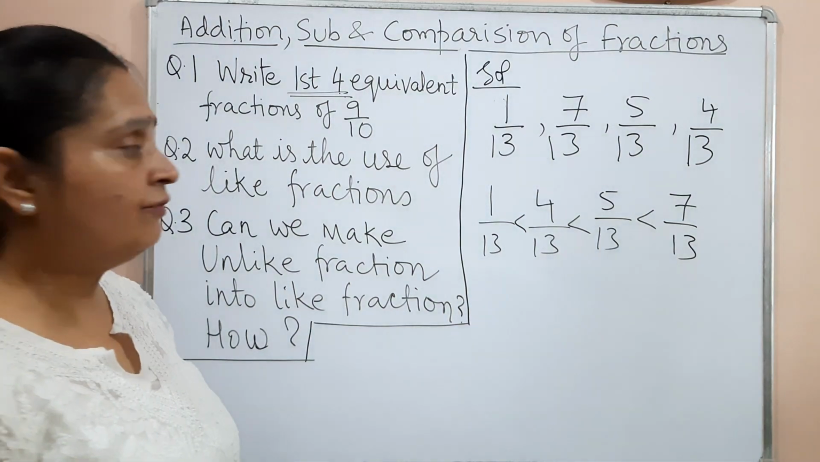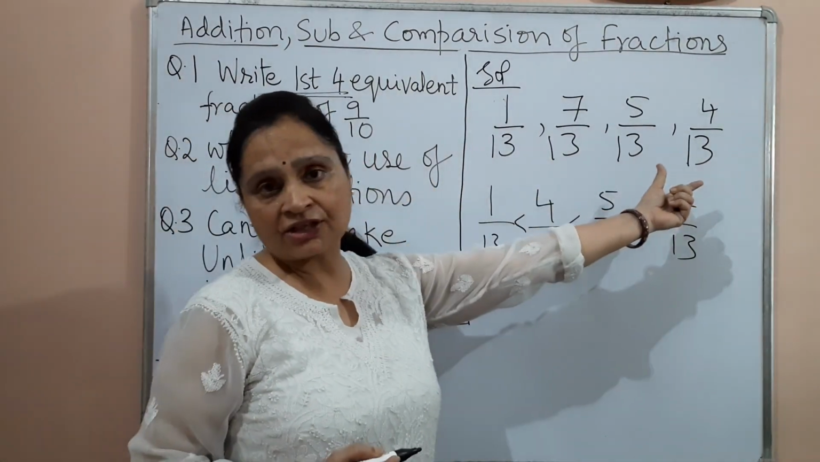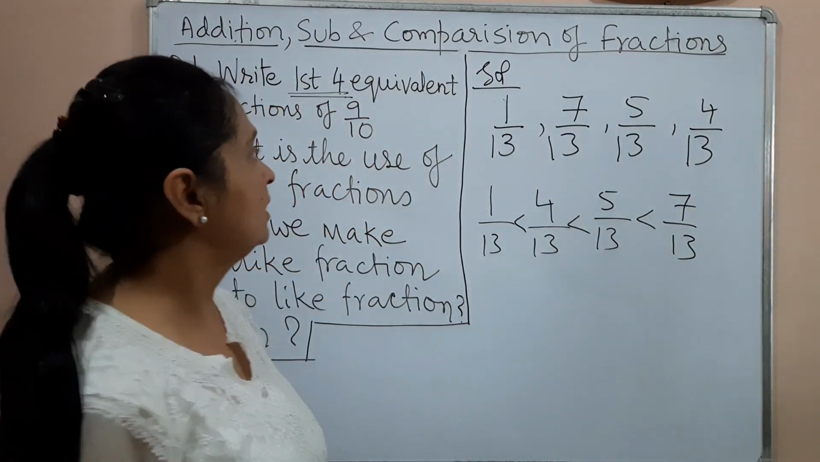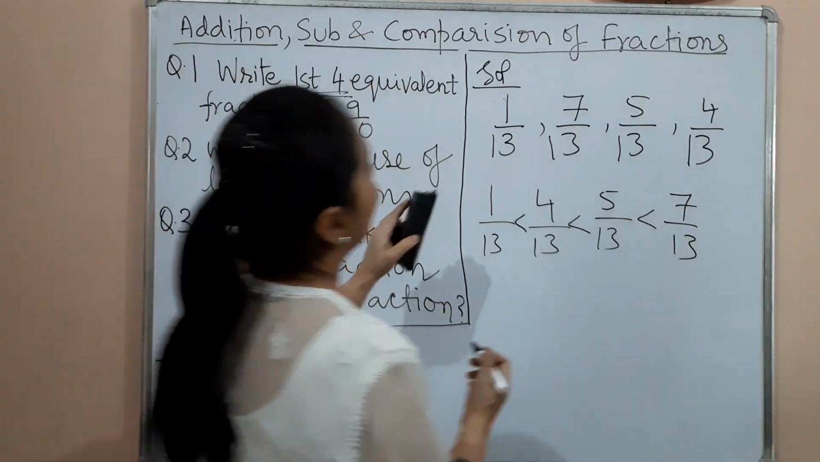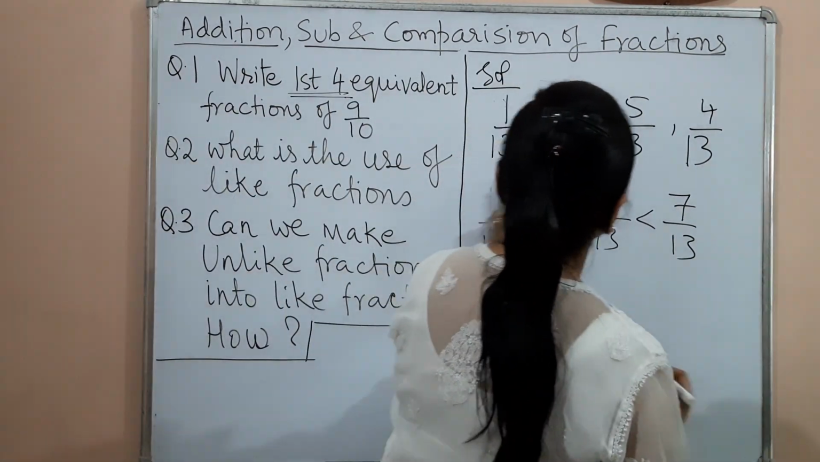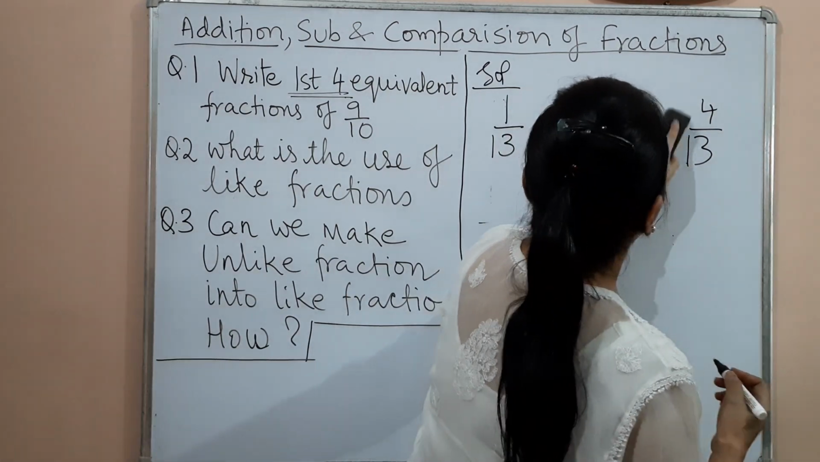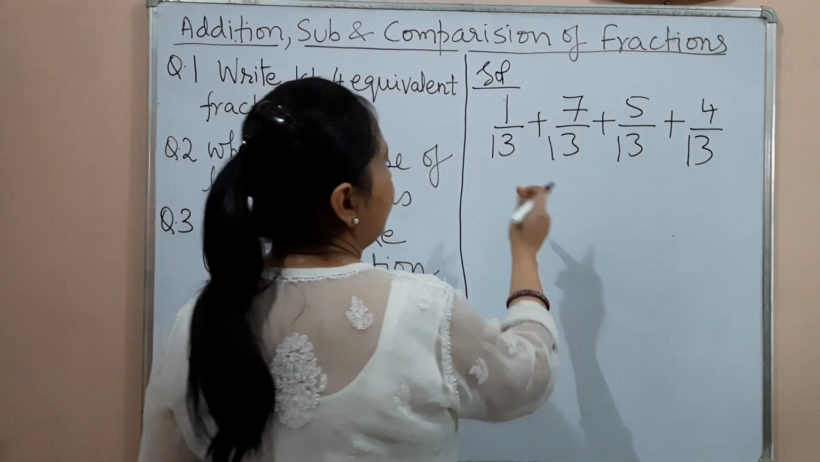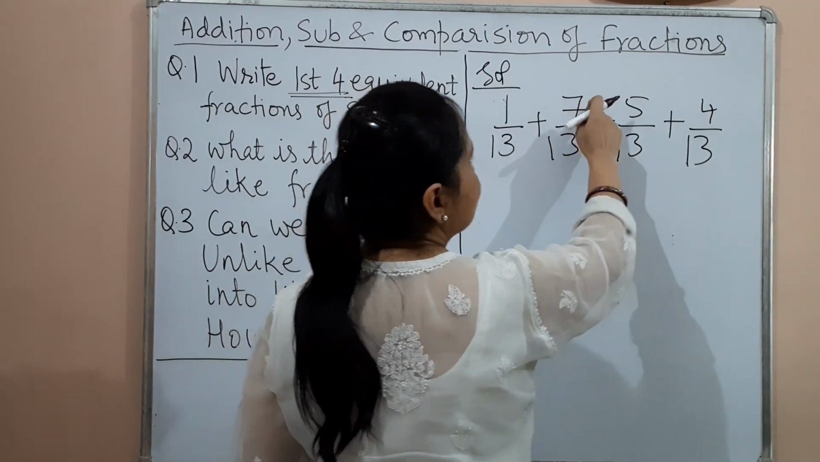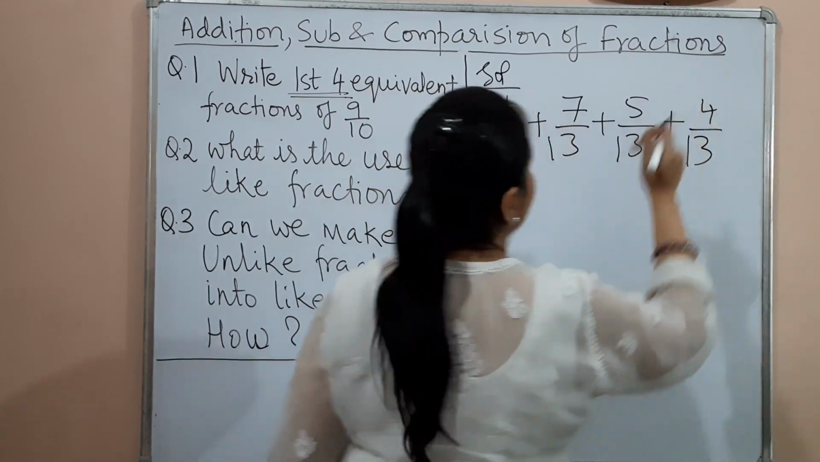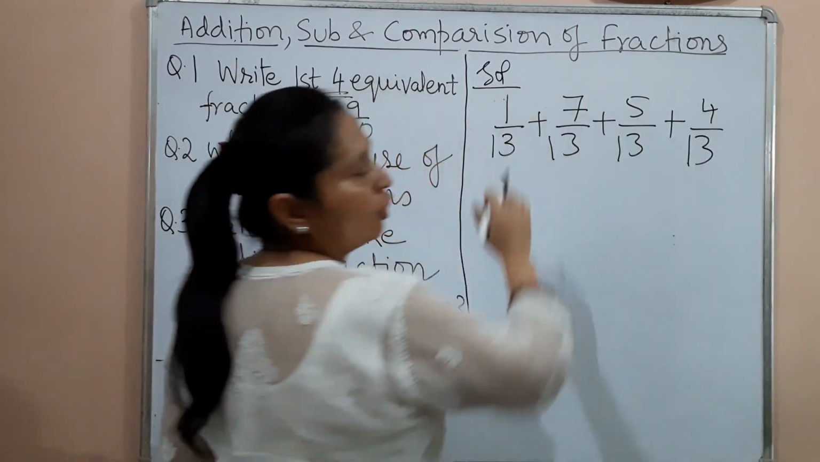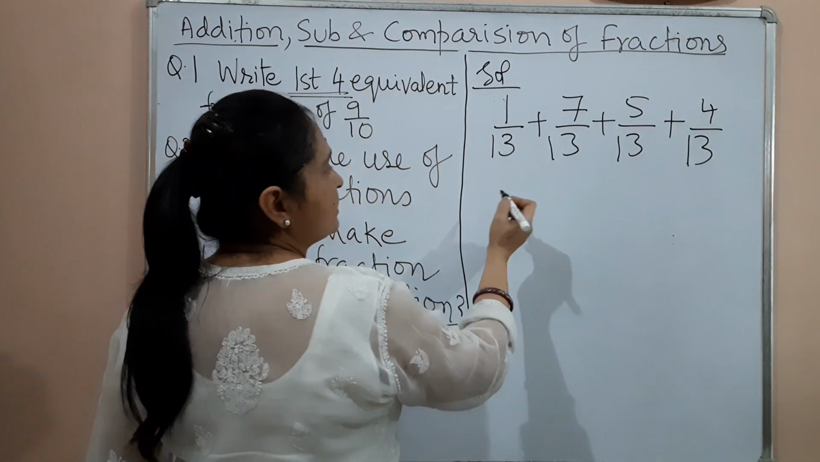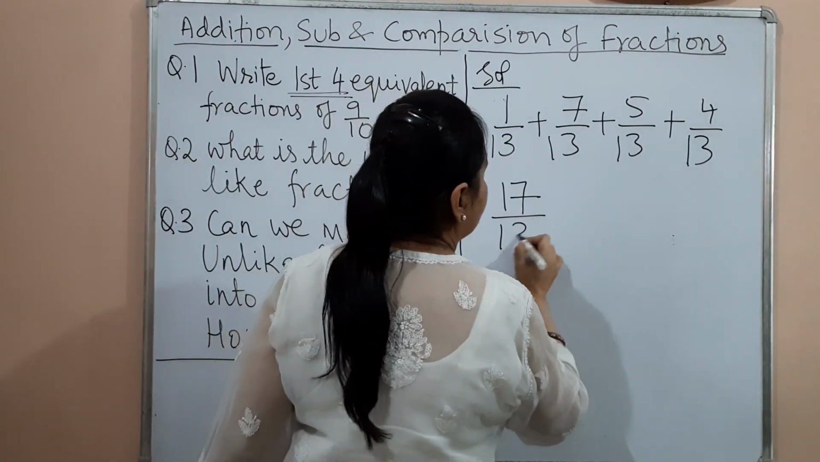So we know that when we are given like fractions, then it is very easy for us to compare the numbers. Alright? If I am asked to add these 4 numbers, then also our like fractions help us. And how does it help? 1 out of 13, 7 out of 13, 5 out of 13, 4 out of 13. It means we just got to add all of them. 7 plus 1, 8, 8 plus 5, 13, 17. It is 17 out of 13.